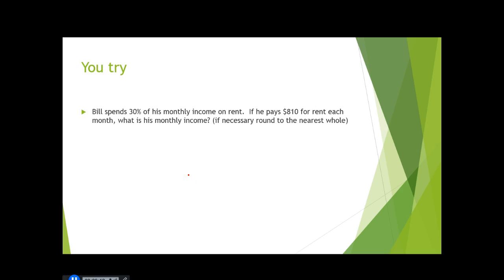Okay, so last you-try problem. Bill spends 30% of his income on rent. If he pays $810 for rent each month, what is the monthly income? Round to the nearest whole if necessary. Possible answers: $243, $3,703, $3,142, and $2,700. Go ahead and pause now. And if you didn't see the answer already, it's page 200, 13 through 19 for additional practice.